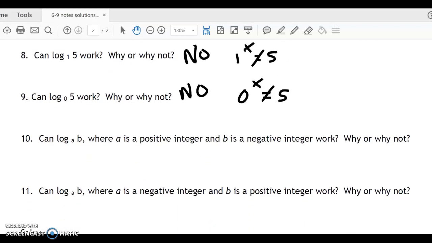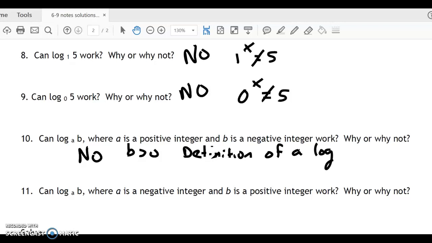How about number 10? Can log base a of b, where a is a positive integer and b is a negative integer, work? Why or why not? No. B has to be greater than 0. That's the way it's defined. The definition of a log. Can log base a of b, where a is a negative integer and b is a positive integer, work? Why or why not? No. Again, definition. A must be greater than 0.